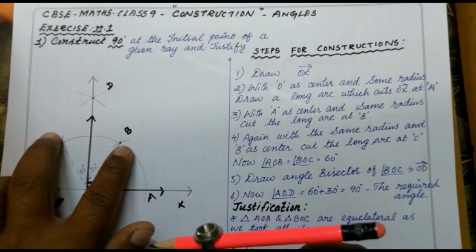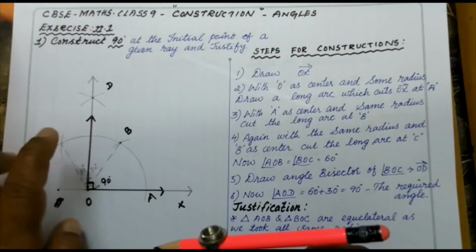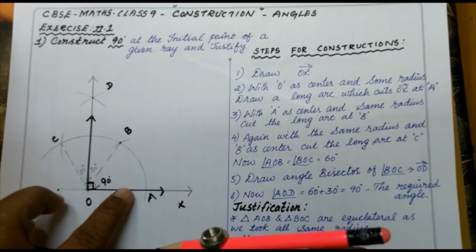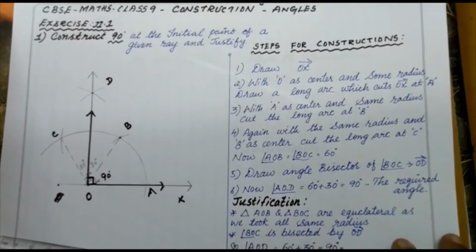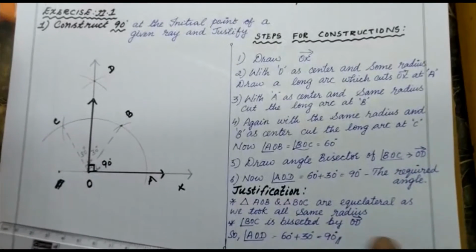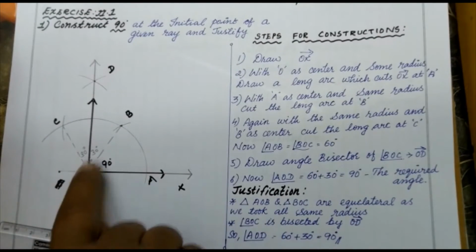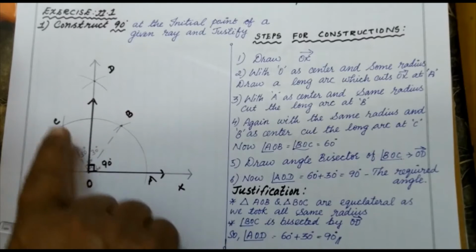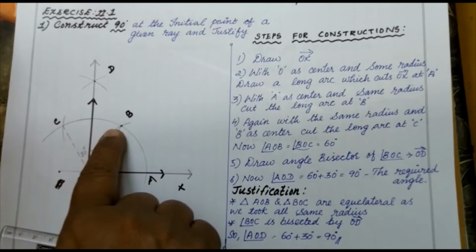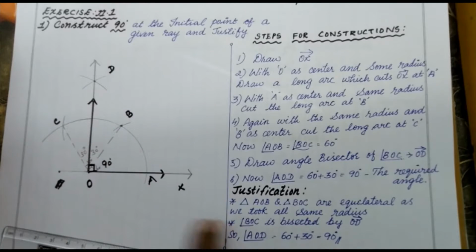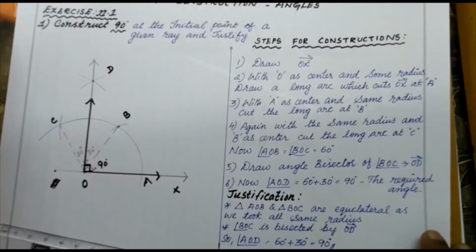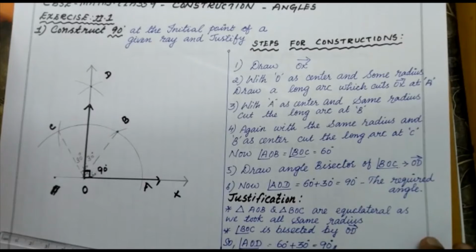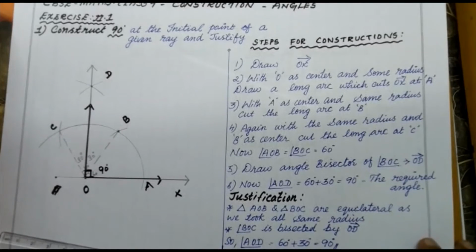I bisected this 60 degree alone. I got 30 plus 30. I have included one of the 30 with this 60 degree. 30 plus 60, 90 degree. This is what I have justified here. See, justification. In triangle AOB, 60 degree. BOC, 60 degree. BOC is bisected, so 30 degree. 60 plus 30, AOD. AOD is 90 degree. This is our construction of 90 degree at the initial point of the ray.